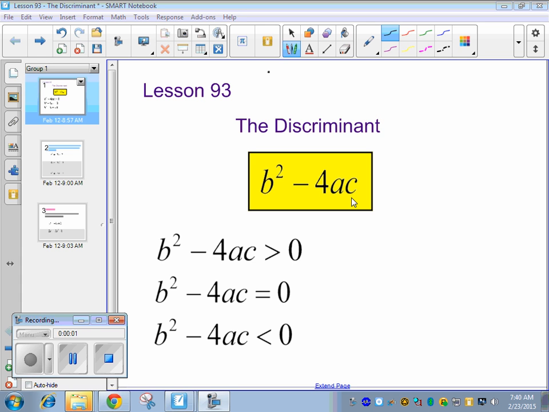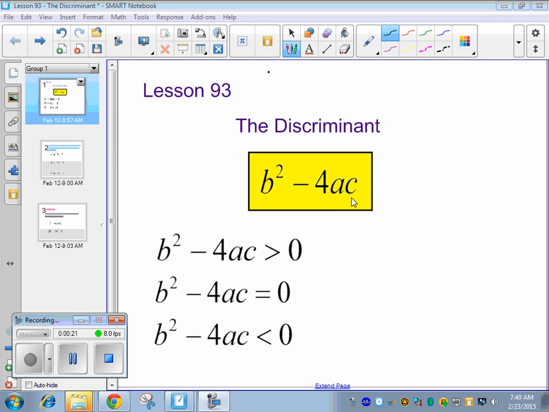All right, the discriminant is b squared minus 4ac. Anybody recognize where that comes from? Yeah, the quadratic formula, right? It's the part underneath the square root. So this actually tells us how many solutions there are, okay?